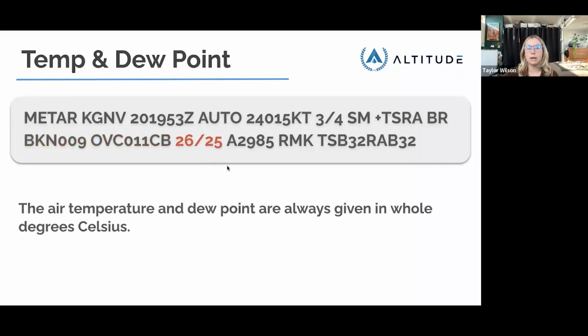Then we have our temperature and dew point, and both of these are given in degrees Celsius. So it starts off with our temperature here. So it's 26 degrees Celsius, and then our dew point is 25 degrees Celsius.